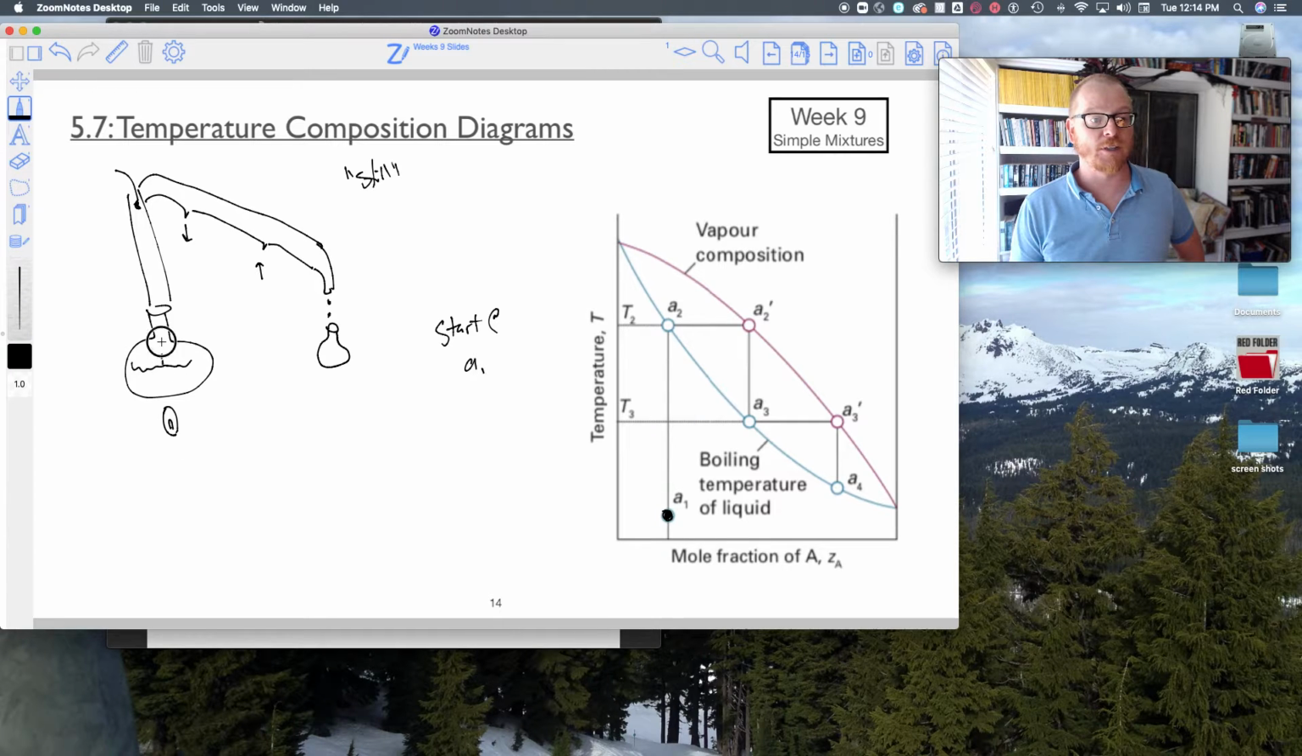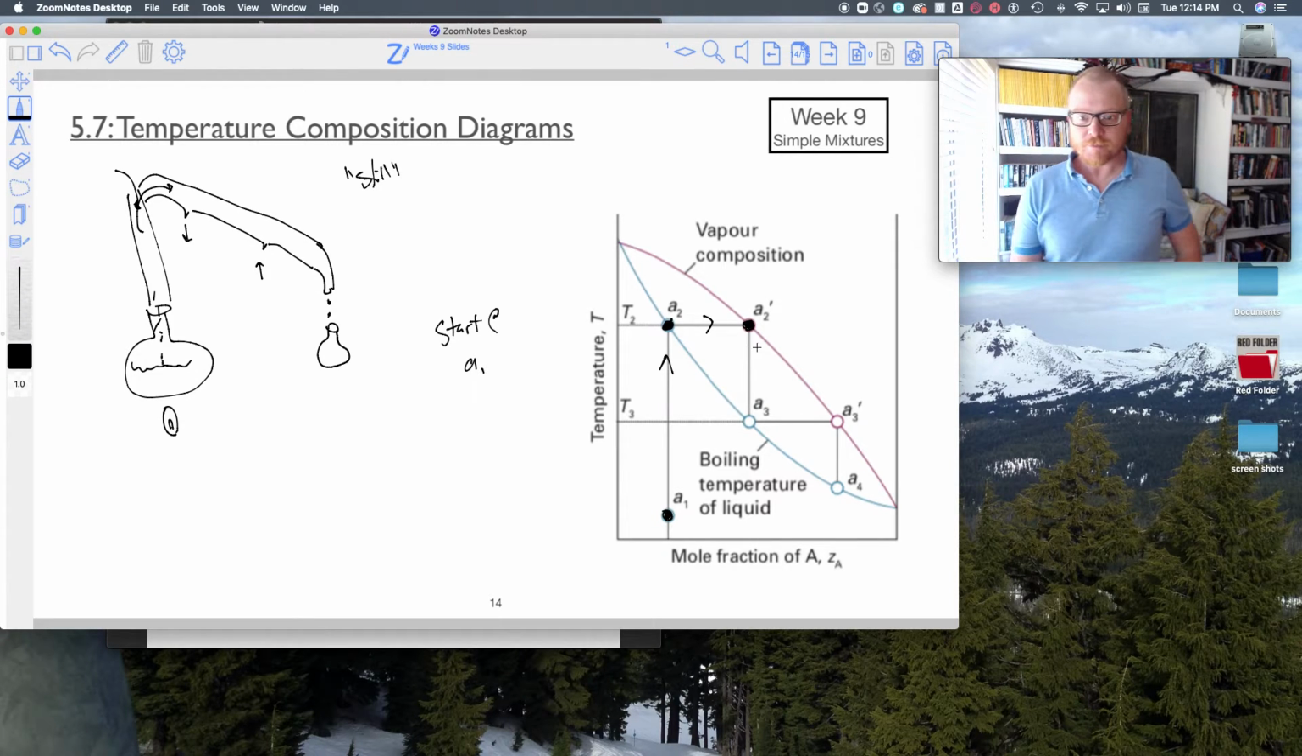And so now I've got my liquid in here, and I heat it up to the point where it starts boiling, okay? So now that takes us all the way up to this composition A2. So now my mixture is boiling at A2. The mole fraction of A is still the same in the liquid, but look, the vapor will be more enriched in A. So as my liquid comes over and condenses, this will be the vapor composition of the condensate.